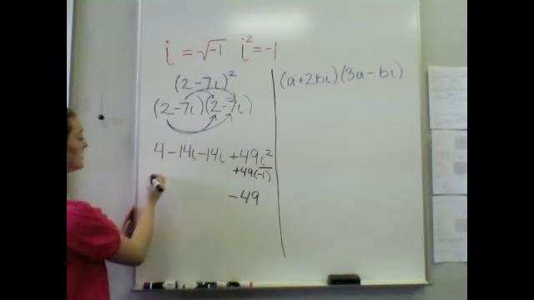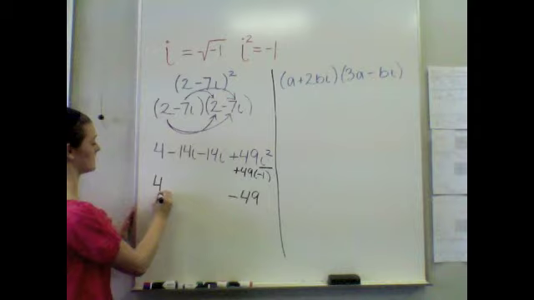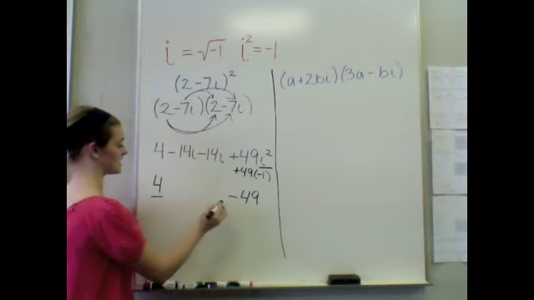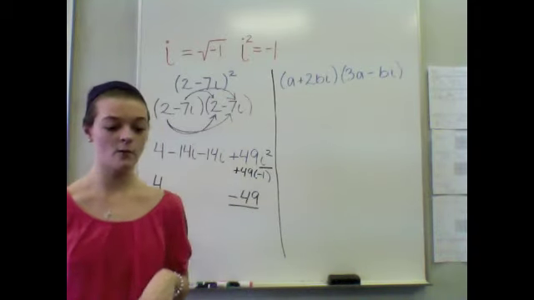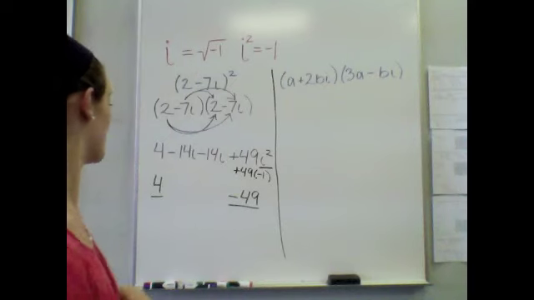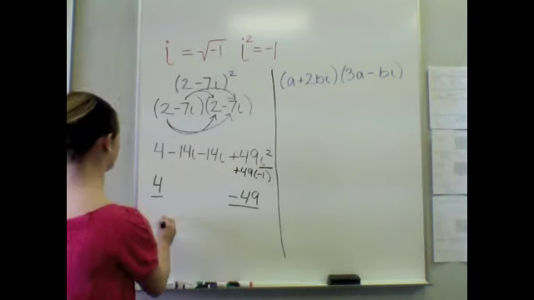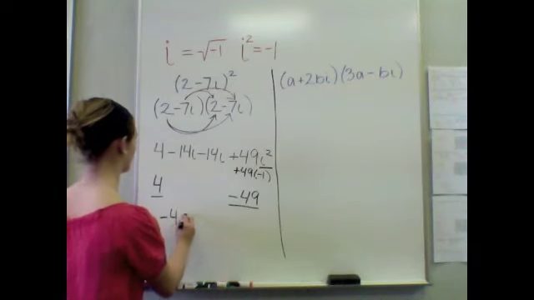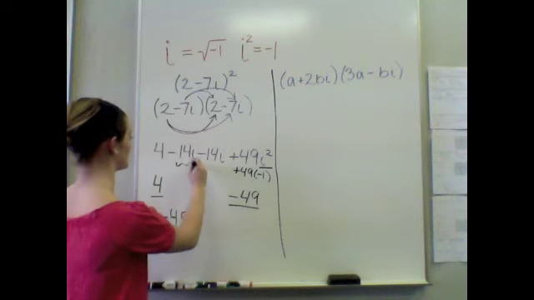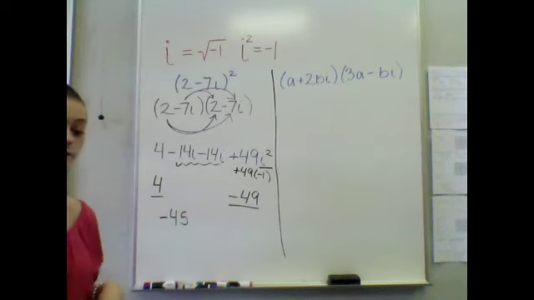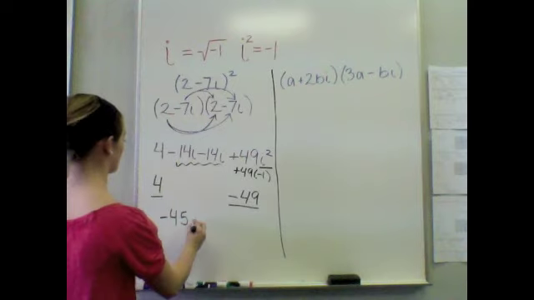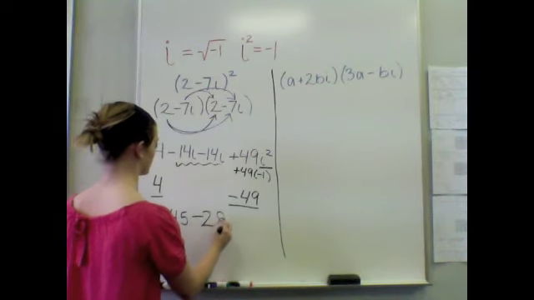Alright, inside here, we also have a 4. These are now like terms. So we have a 4 minus a 49. This will create negative 45. These guys are also like terms. We have negative 14i and negative 14i. That creates negative 28i.